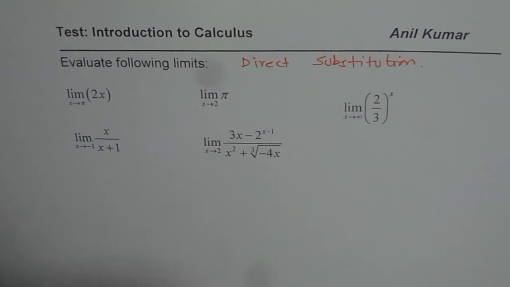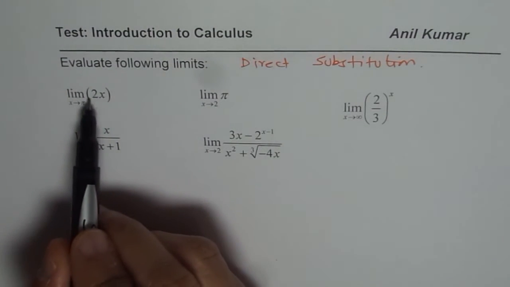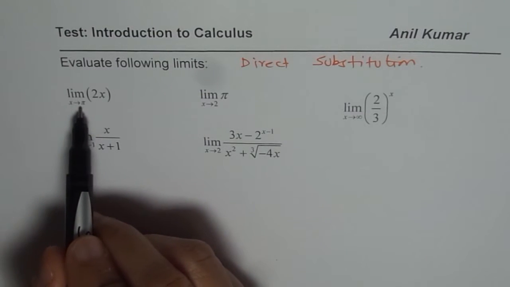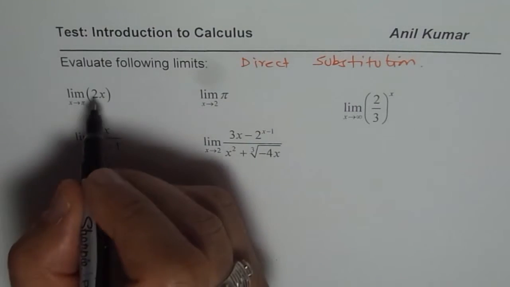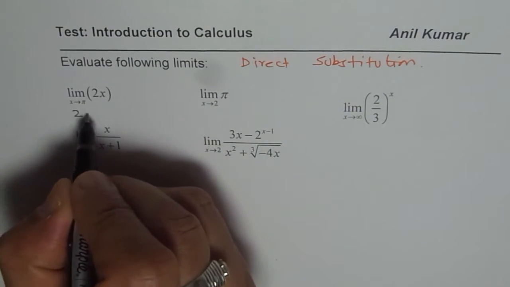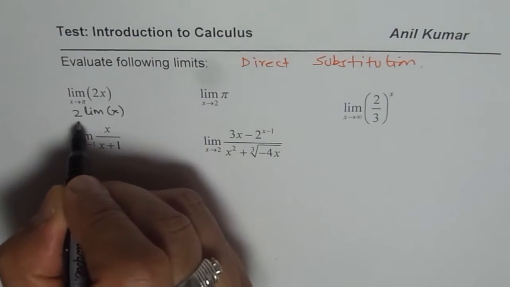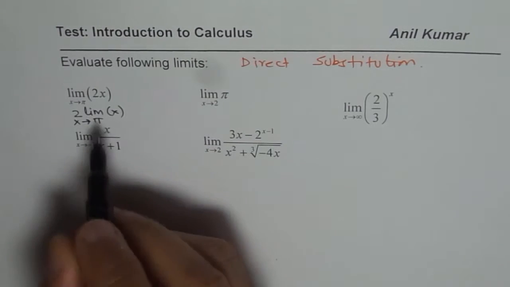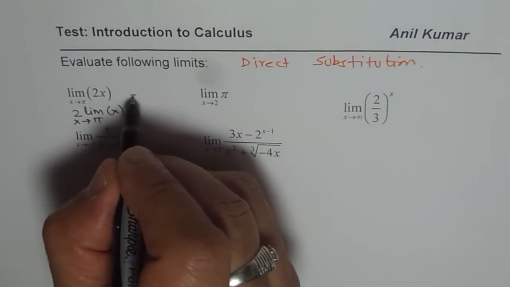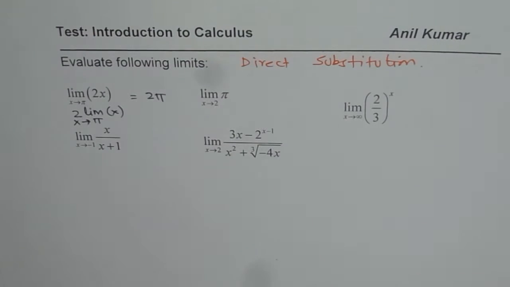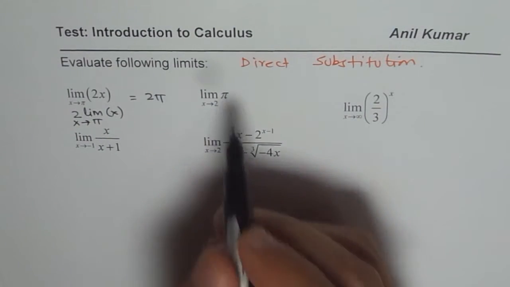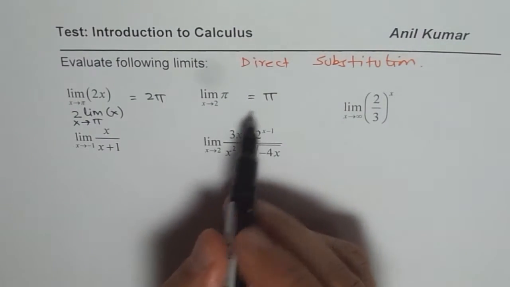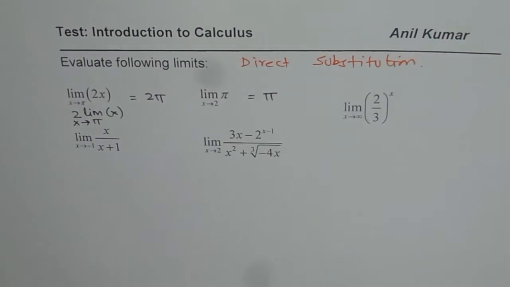Now let's begin from the very first one. Limit of 2x where x approaches pi. Pi is a number, right? So it is a constant times x. Applying the rules, you can write this as 2 times limit of x when x approaches pi. That will be pi, correct? So we get the answer as 2 pi. So the limit is 2 pi. The second one is a constant. Pi is a number which is constant, so the limit of any constant will be the constant itself. That is kind of interesting. So these are based on your basic limits.